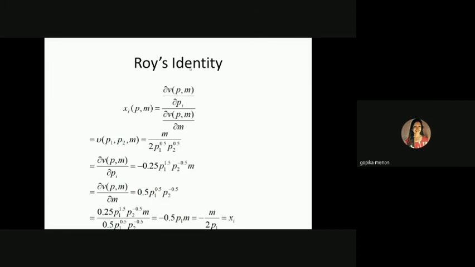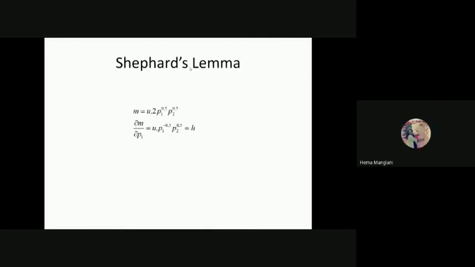Ma'am, can you explain Shepherd's lemma once more? So Shepherd's lemma says your expenditure function is differentiated with respect to either P1 or P2. Here I am differentiating with respect to P1, then it is giving me the value of H. H is your compensated demand function.